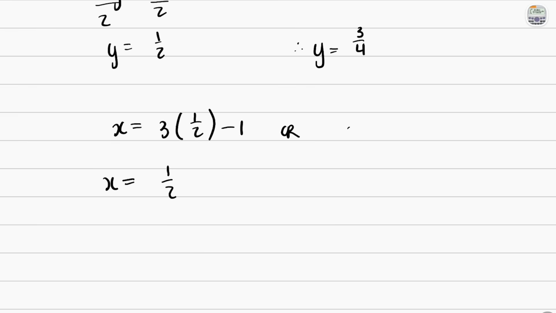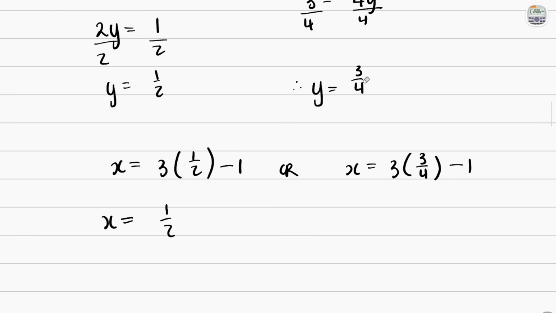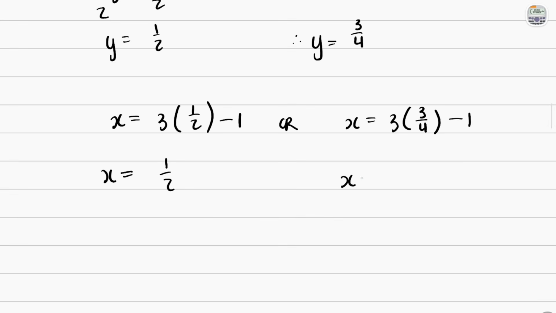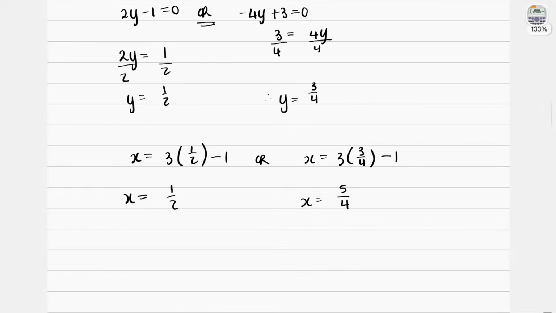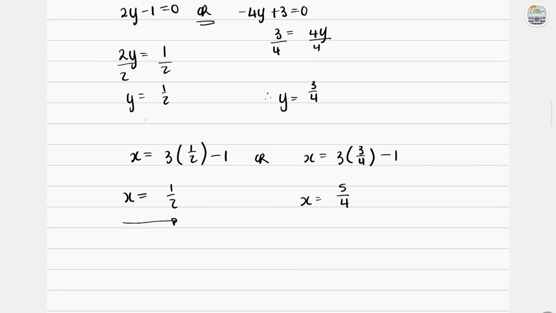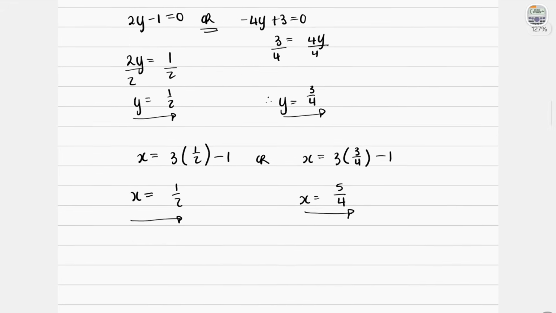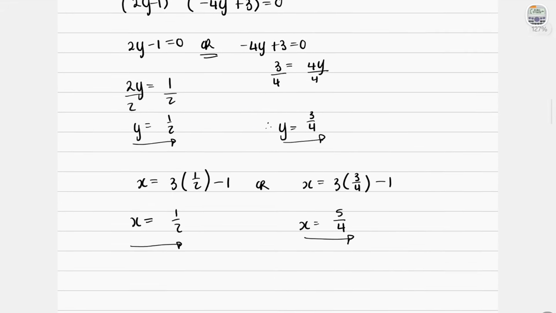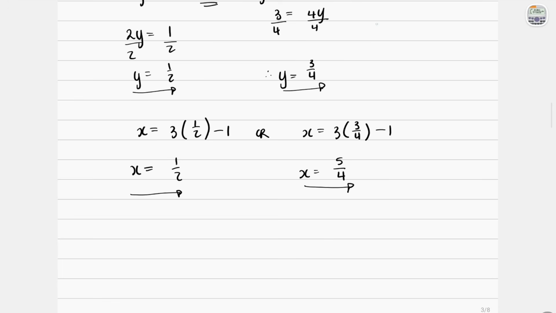And then the second x value is 3 multiplied by 3 over 4 minus 1. So we're substituting this y value. So x is equal to 9 over 4 minus 1, and 1 can be written as 4 over 4. So 9 minus 4 is 5. So that is 5 over 4. And these are our answers. x is equal to a half and y equals 1 over 2, or x is equal to 5 over 4 and y equals 3 over 4. And that is it for question 1.3. Moving on to the next question.